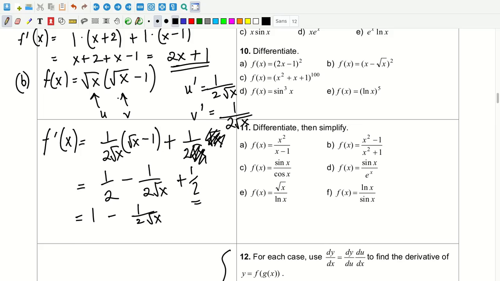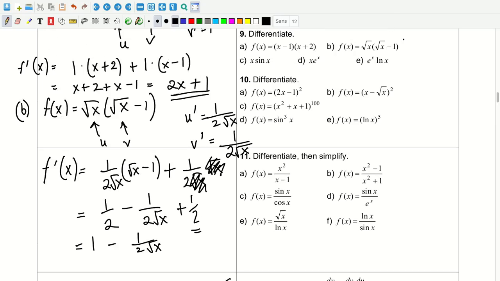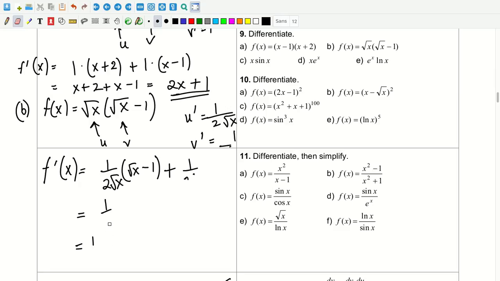Another way to do this, that could have made my life easier, is if I expanded root x inside, I would get x minus root x. And then I can take a derivative from there, and that would give me exactly this. So that might have made things easier, but it always helps to go through these examples. You start to get the rhythm of things. You can get the answers much faster over time.